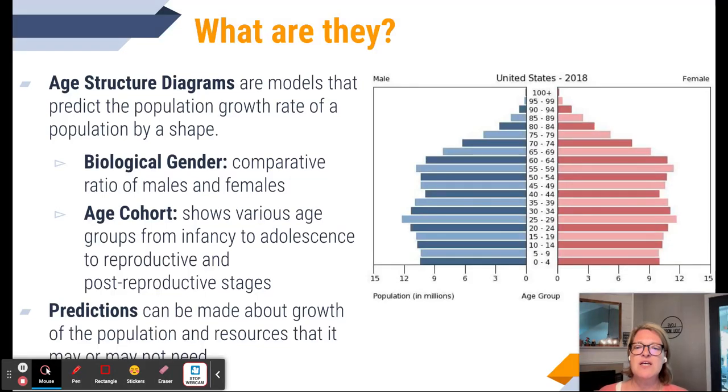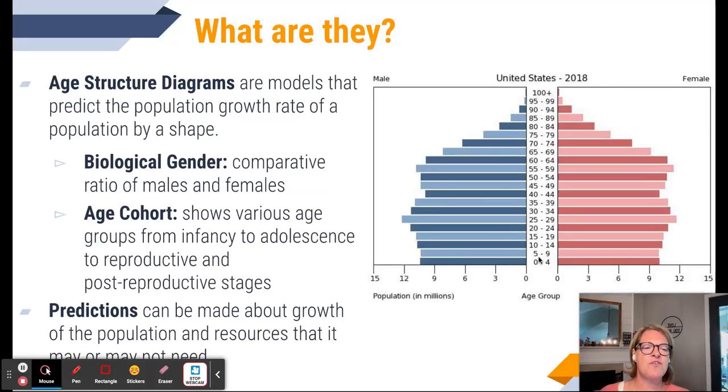of a pyramid. So there's two things that are compared on an age structure diagram, and those two factors would be biological gender. This is where you're comparing the ratio of males to the ratio of females. And then also you're going to be looking at age cohort. So gender is usually partitioned here with biological males being on the left side, biological females being on the right side. And then the age cohorts sort of run here through the middle.